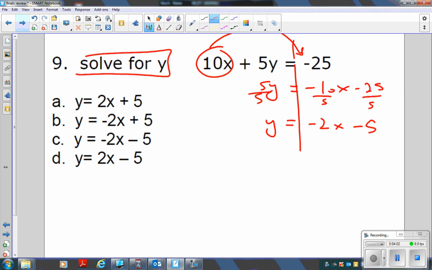Y equals negative 2x minus 5. Notice how all of them look the same. So be very careful. Look for this one, and then look for this one. That way you don't make a mistake by just catching one or the other.